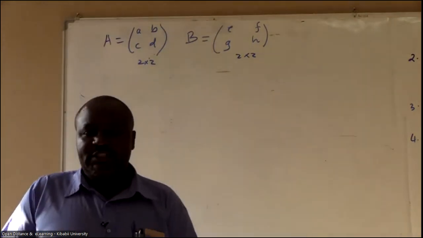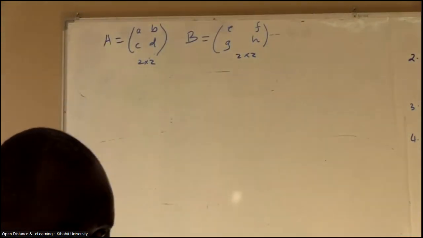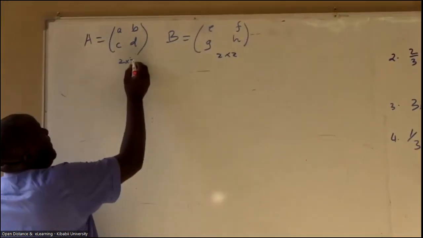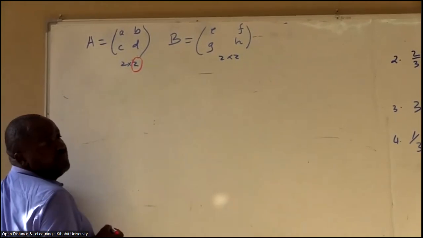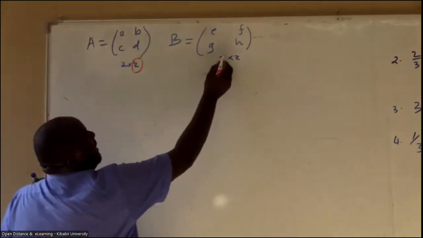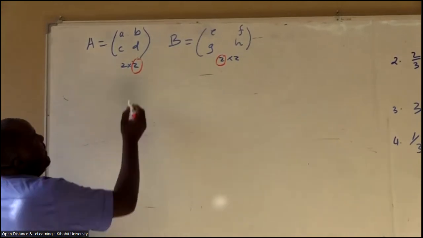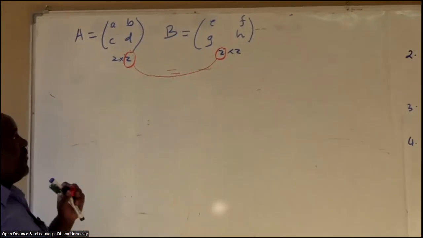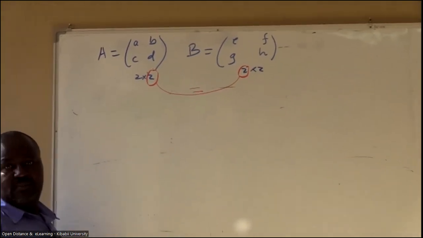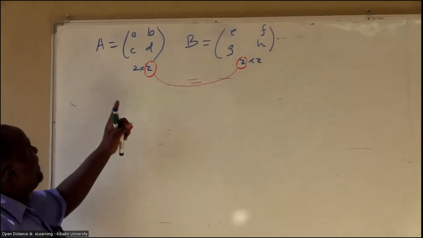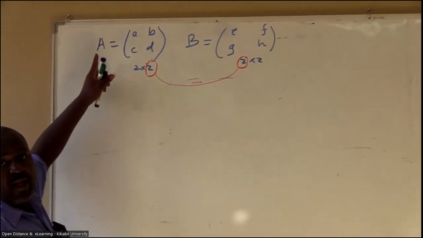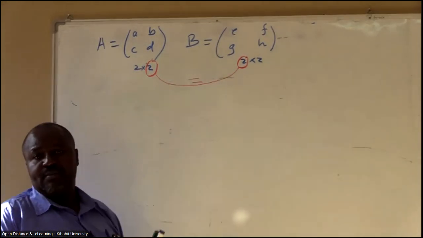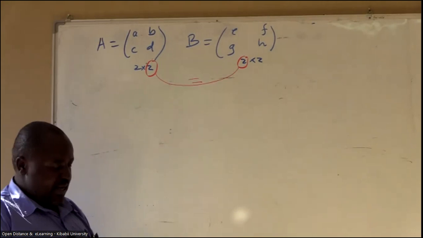For us to check if this is correct and we can perform multiplication, we look at the columns of A and the rows of B. These two must be equal for us to perform the matrix product, because we are going to get the sum of the products of the elements in the rows of A and those in the columns of B. How does this work?